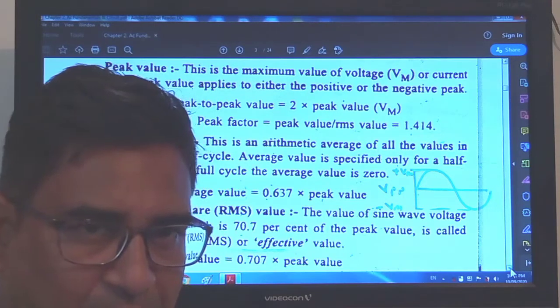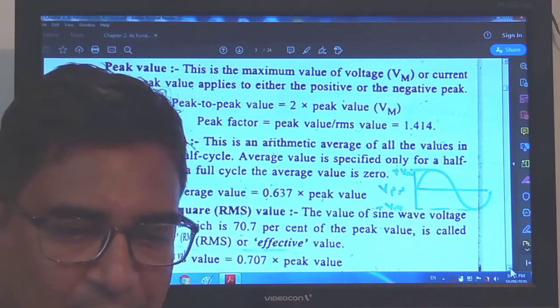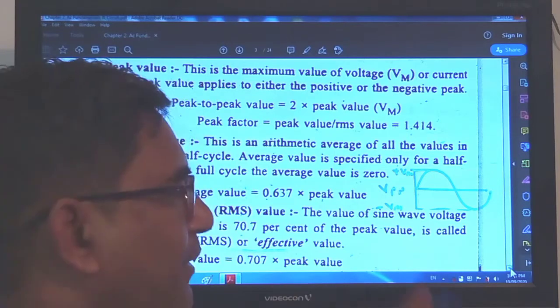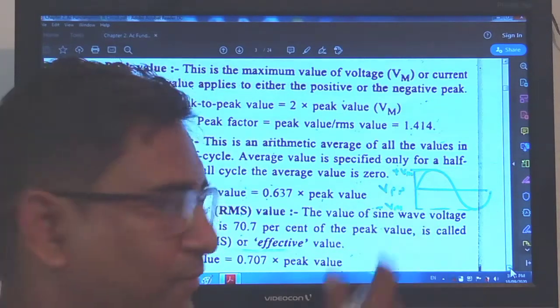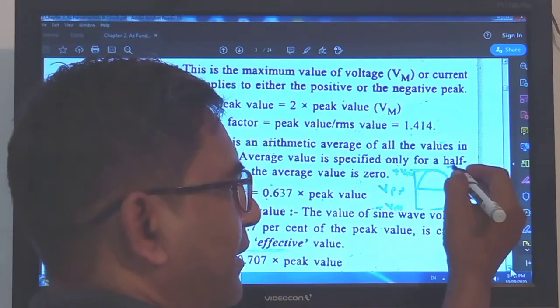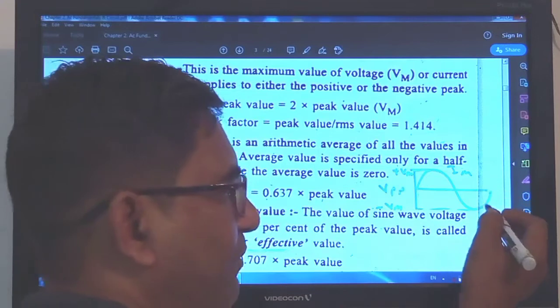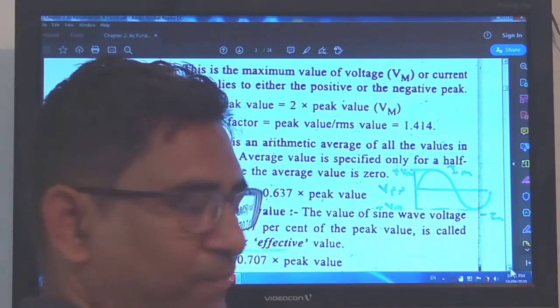Now, what is the peak voltage? It is the maximum value Vm. If we consider the current for the maximum, then it is indicated with Im for the positive, and if it is negative, then it will be indicated by minus Vm.